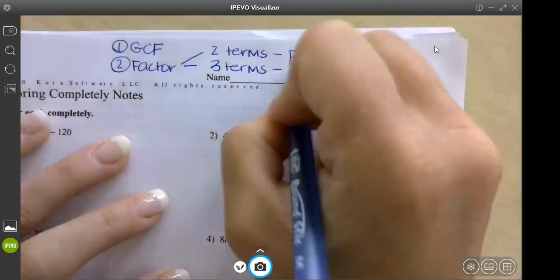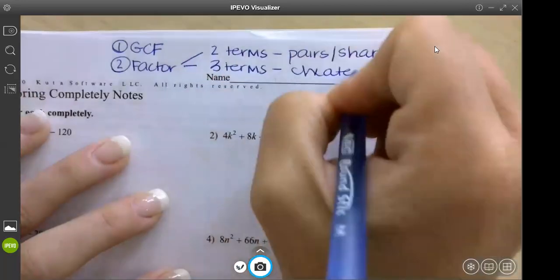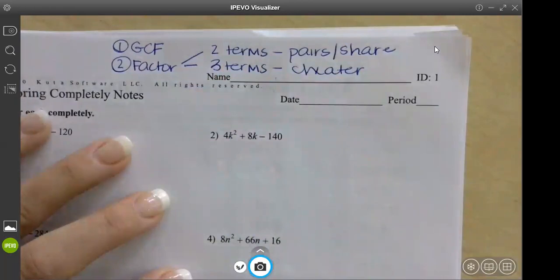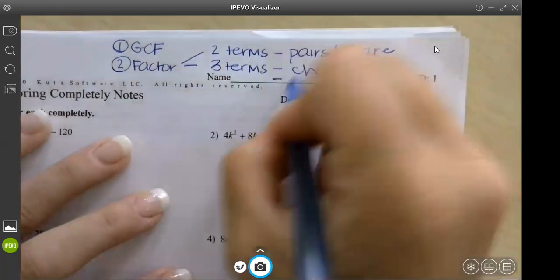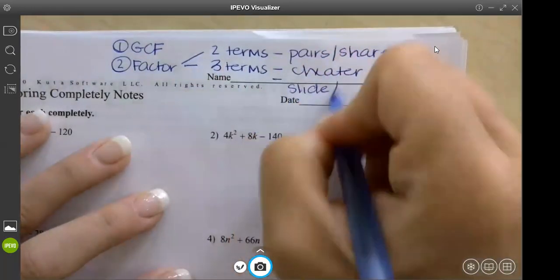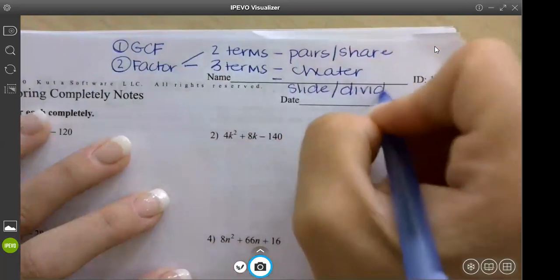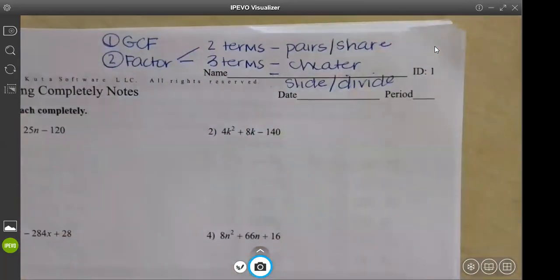If we have 3 terms, it's either going to be that cheater method where we find factors of the last to add to the middle, or it's going to be slide and divide. What's the difference? Cheater method doesn't have that number in the very front, and slide and divide, you have to slide the number over when you have it. Okay, so we've learned all of these.